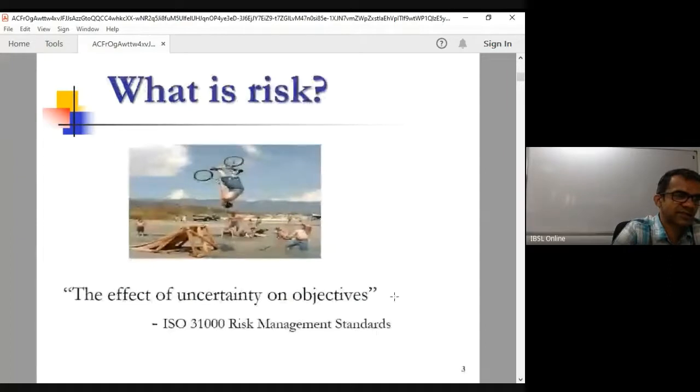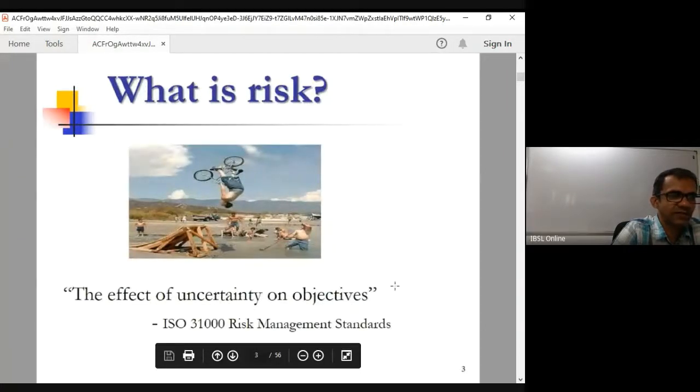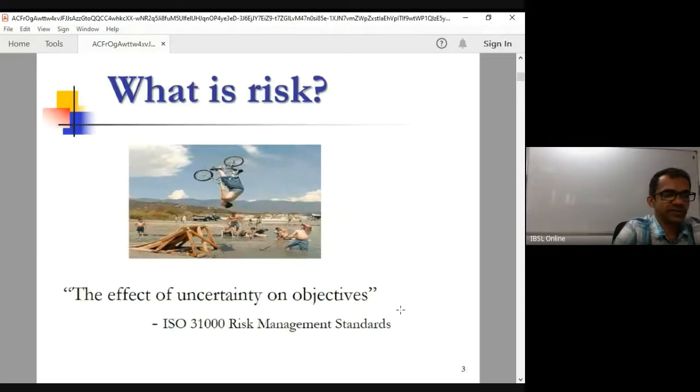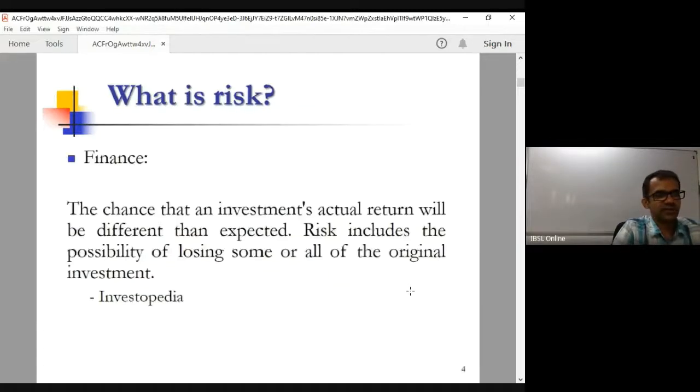So as defined here, the objective may not be financial. It may be some other qualitative objective. Therefore, risk is very broad. Risk management is very broad. We can have a separate course on that. That's why even in IBSL there's a separate integrated risk management diploma, because it's very vast. So we are not going to discuss every aspect of risk here, but mainly focus on the risks applicable to treasury operations.